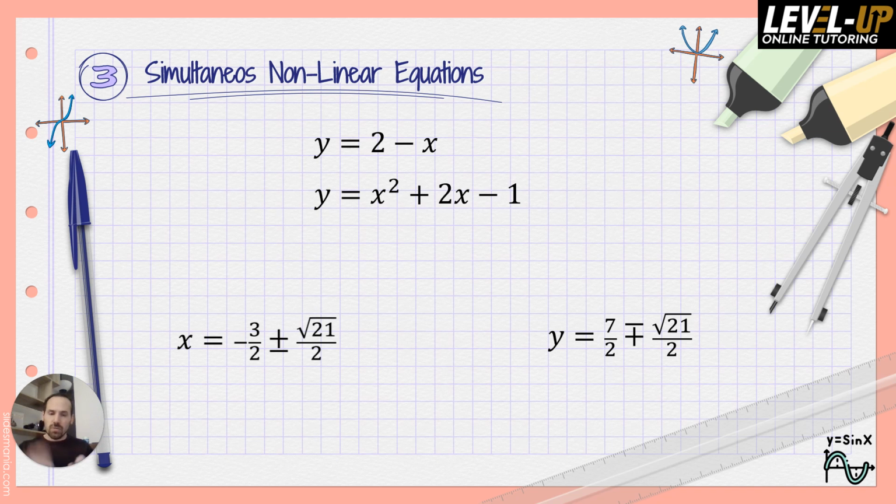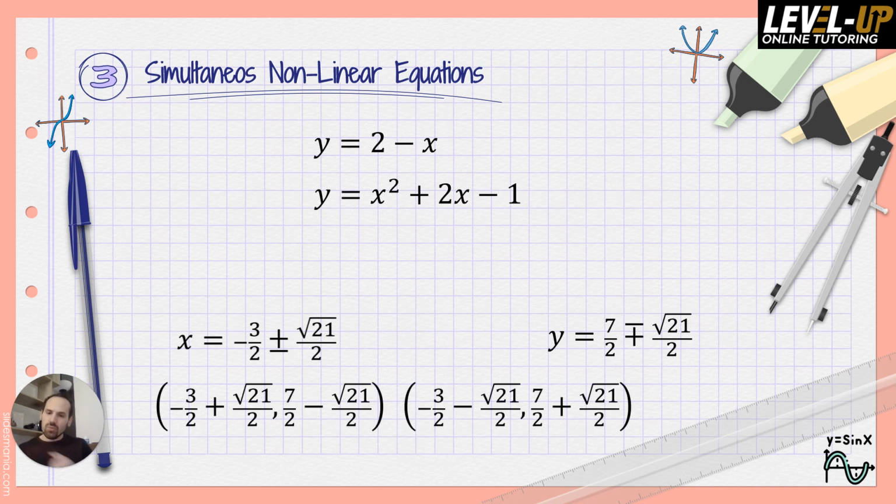essentially 4 solutions, 2 for x and 2 for y, and you just then got to make sure you read them off correctly. So if I'm reading across the top, I get the plus on the x and then minus on the y, and then the minus on the x and then the plus on the y. You've got to make sure you pair up your solutions correctly.